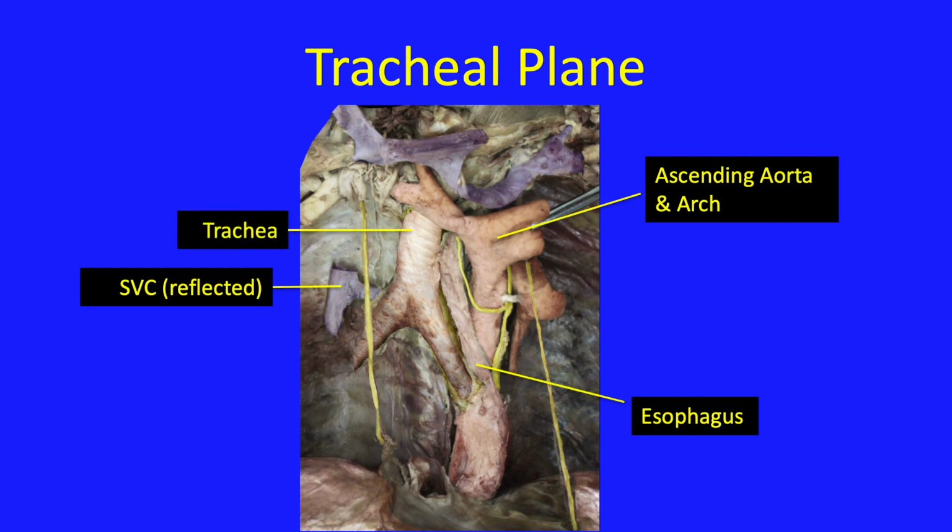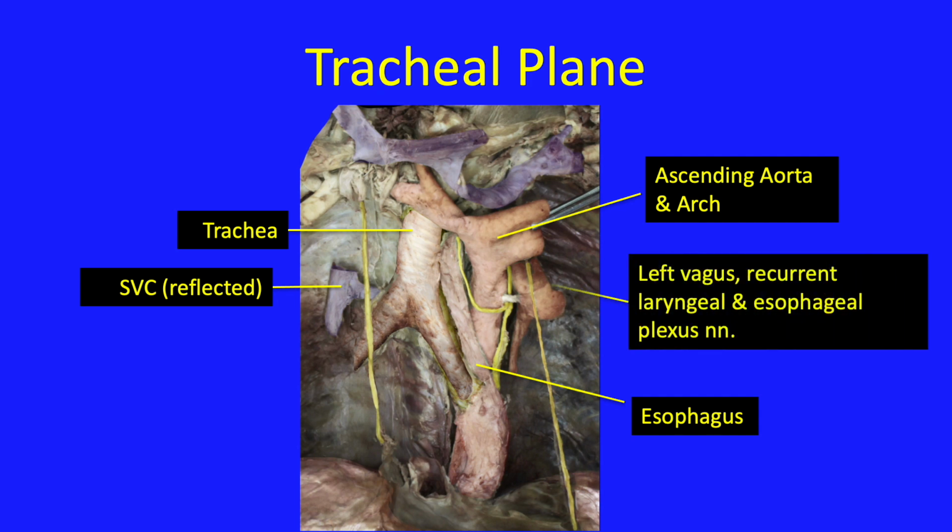We do observe another artifact of photography here, however, in that the esophagus appears to be at the same plane as the trachea. It is not. It is behind it. But what is very clear now is the left vagus, the left recurrent laryngeal nerve, and the esophageal plexus. The left recurrent travels lateral to the trachea on its way to the larynx.